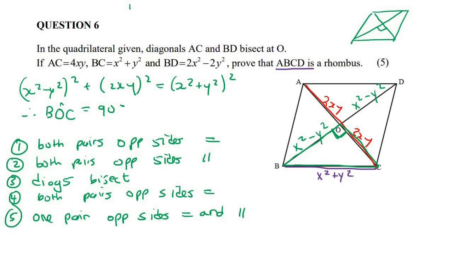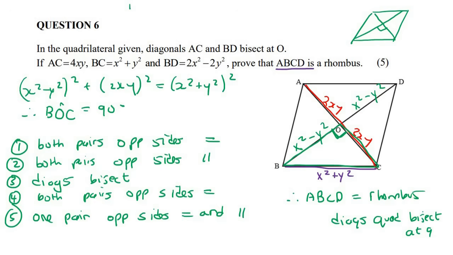So in the introduction part of here, they said that the diagonals bisect. So because the diagonals bisect, we know that this is a parallelogram. So a rhombus is a parallelogram where the diagonals bisect at 90 degrees. So this is a rhombus. They already told us that the diagonals bisect. So we can say, therefore, ABCD is a rhombus, and that is because the diagonals of this quadrilateral bisect. That's important. They bisect at 90 degrees.